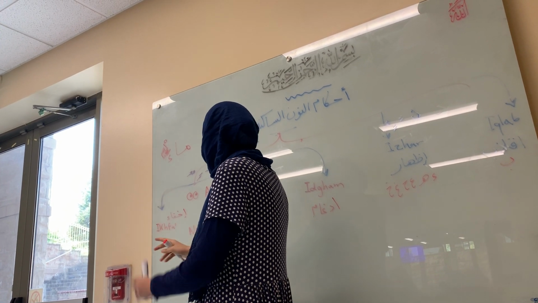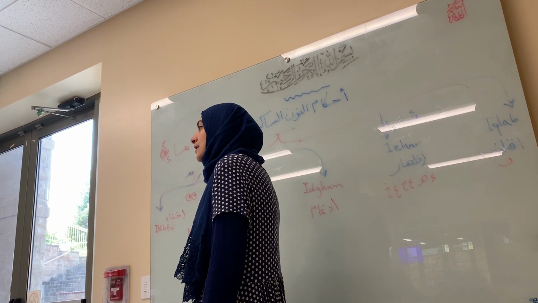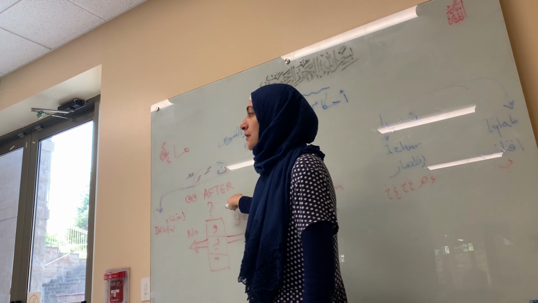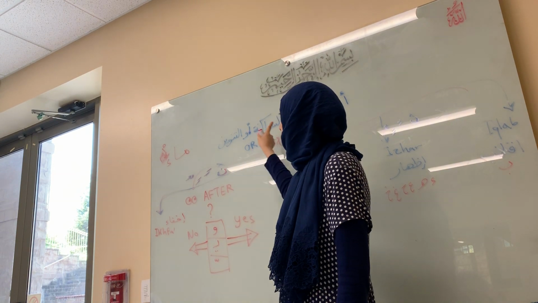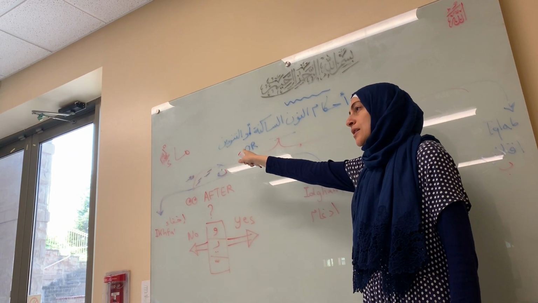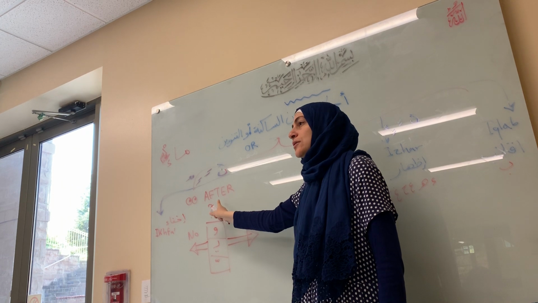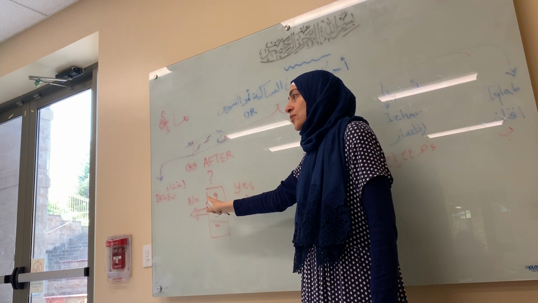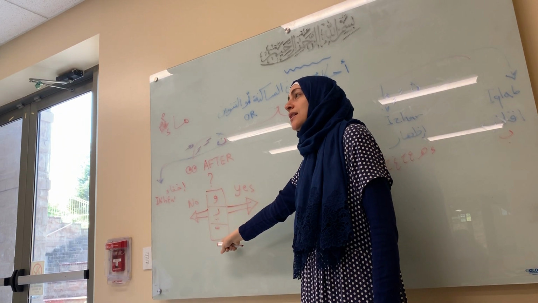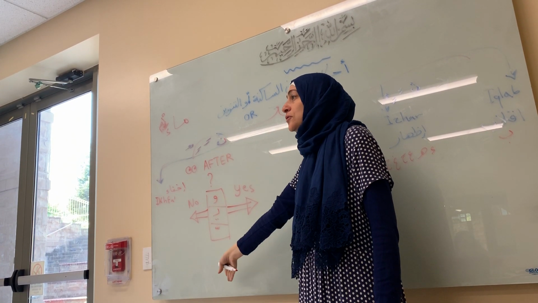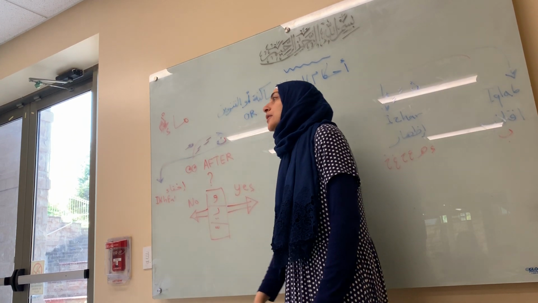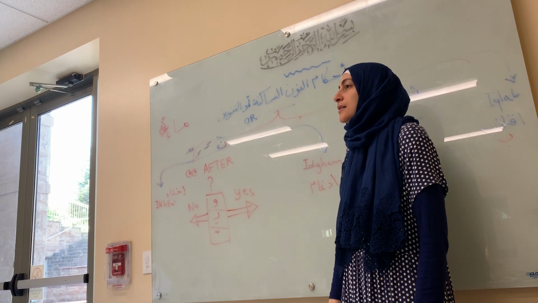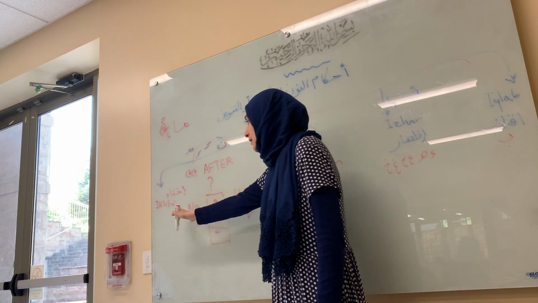How do we narrow it down and exclude idgham very fast? You look at the letter after the noon sakina or the tanween, and ask yourself a question: is the letter after a waw or a ya or does it have a shadda? If the answer is no, it is ikhfa right away. So I know it's ikhfa.